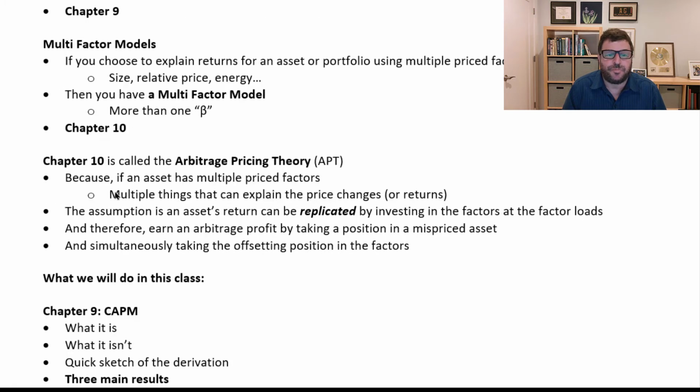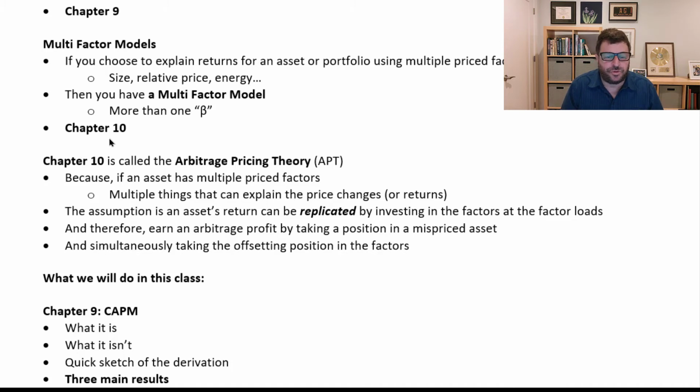Finally, if you choose multiple factors to explain returns, the size of a stock or the relative price, or if it's the case that you're going to use energy prices or currencies or any sort of commodity price, then you might have a multi-factor model, and you'll have more than one beta, and this is described in chapter 10.